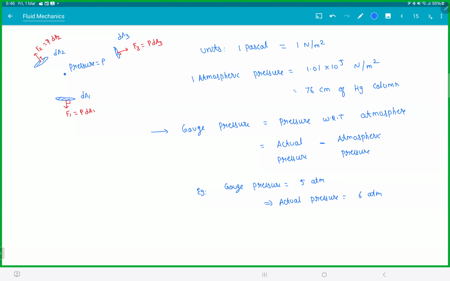Clear? Next one. Any doubts on this? Again, the second formula that I'm teaching you is that pressure is force perpendicular by area. That's the second formula that we have. Let's say a question on this. Turn the page.